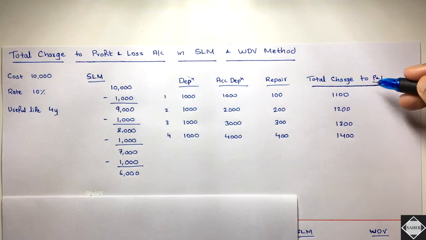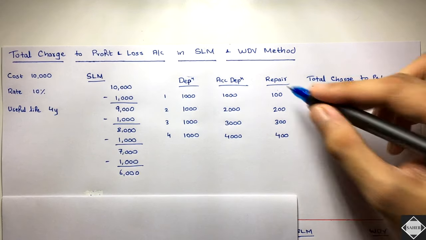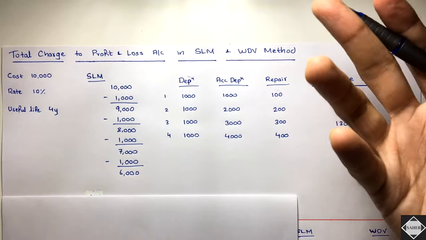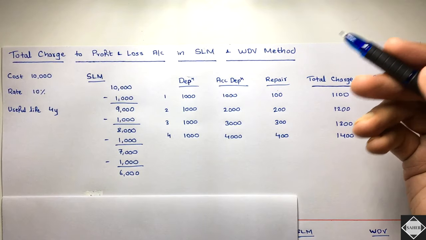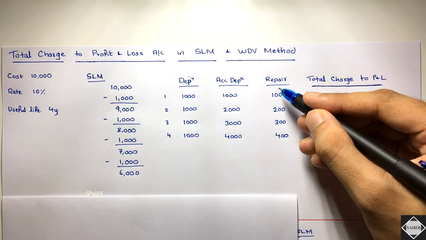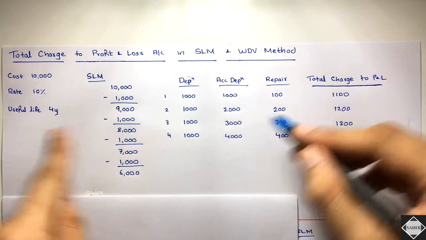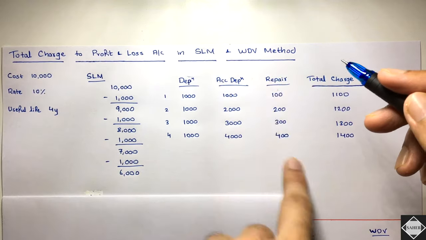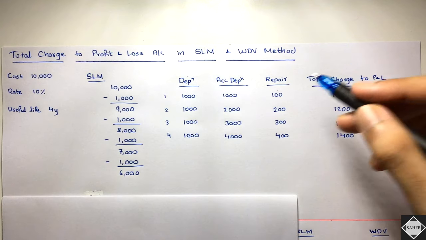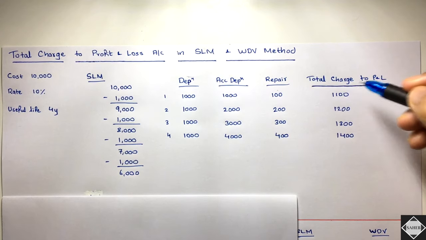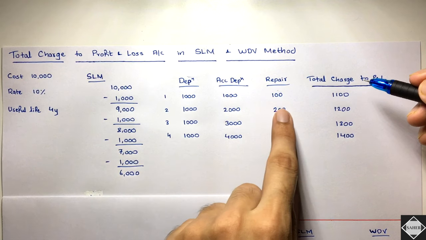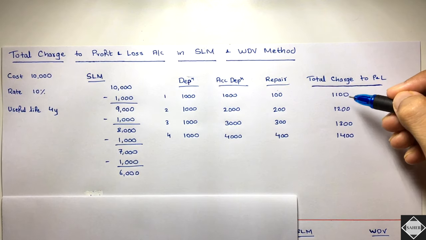And then the total charge to profit and loss. Let me tell you what happens to repair. Repair is an expense. It's taken to profit and loss. But why is repair being incurred? Because you have purchased the asset. So it's connected. Because of the asset, you are incurring this repair expenditure. So now what will go to profit and loss as an expense? This depreciation of 1000 as well as this repair. So in total 1100 will go.